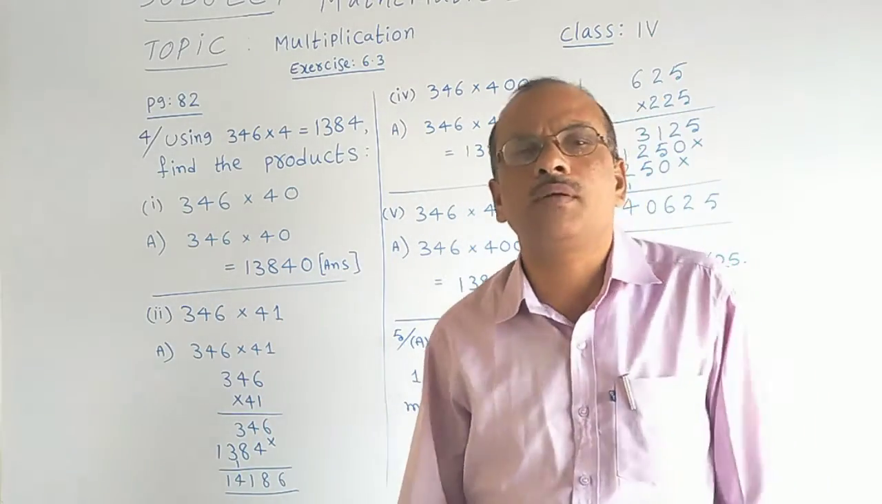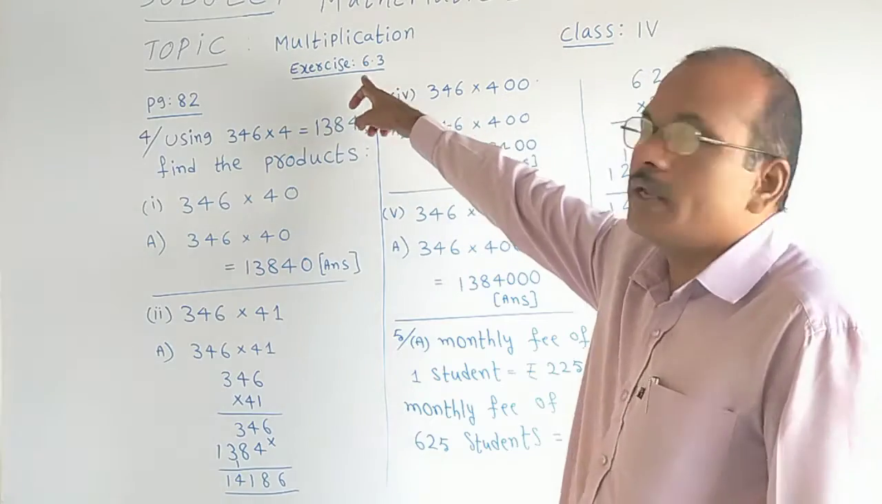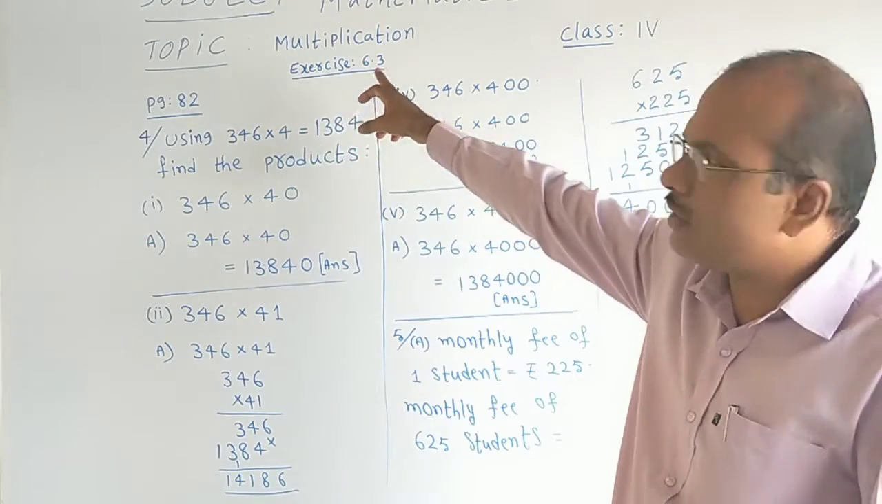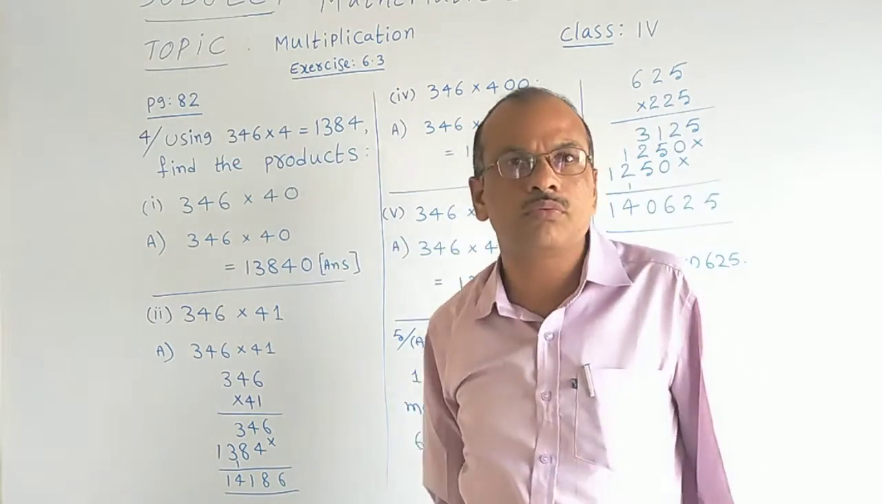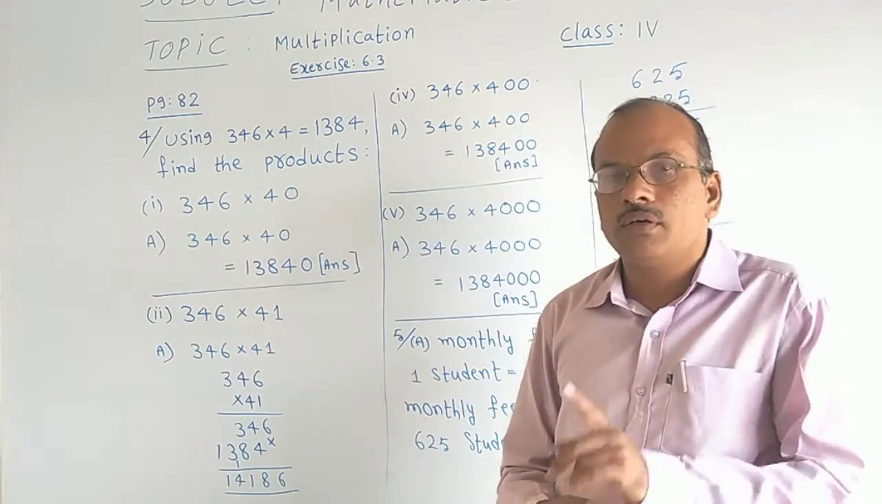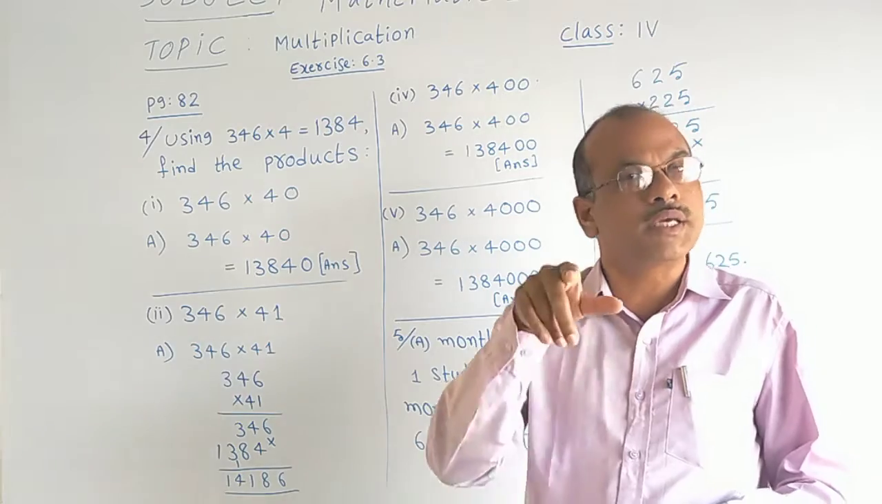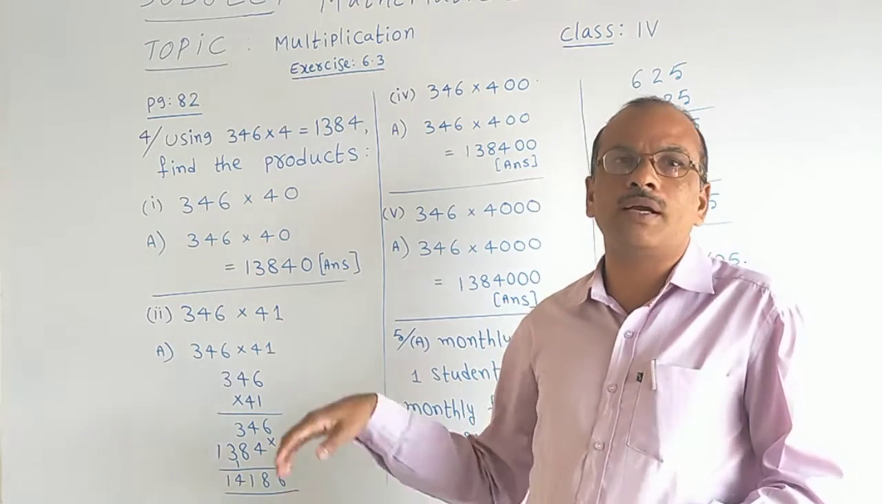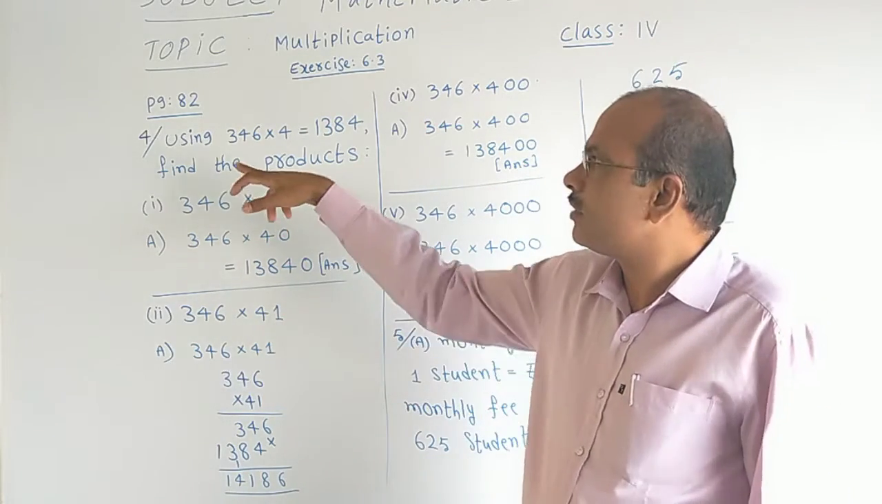We were in the chapter multiplication, exercise 6.3 on page number 82. Let us see question number 4. They have given one piece of information in its heading. All of you look at that question 4.